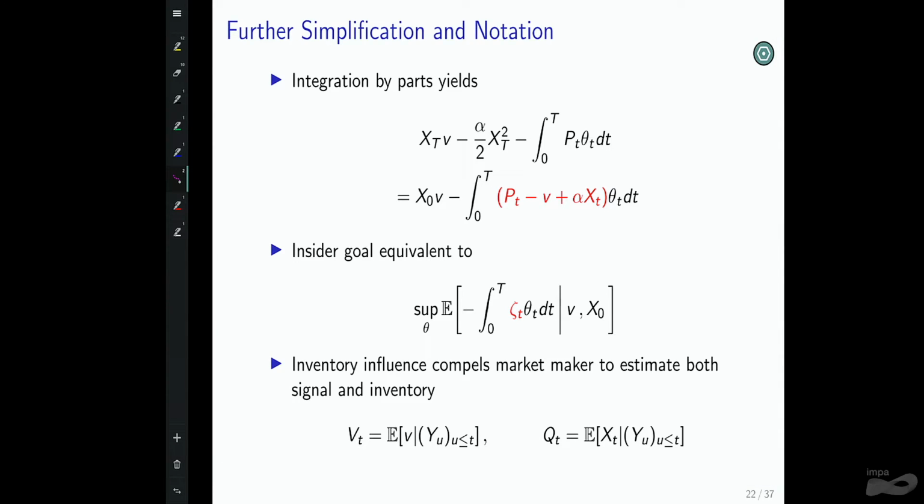One more simplification, and this is where it's useful to have the absolutely continuous trading strategies. We can do an integration by parts on the terminal wealth, and we can basically write the entire objective in terms of this one quantity that I've highlighted in red. So from now on, I'm going to denote this by zeta. Okay? If the objective of the insider only depends on zeta, right? It doesn't depend on p or x individually. It only depends on some linear combination. This is just going to give us a dimensional reduction. Okay? V and Q are going to represent the two quantities that the market maker is trying to estimate through time. So namely the signal and the inventory of the insider.